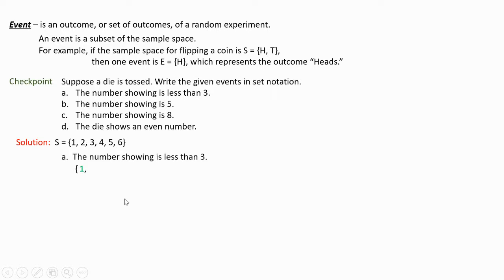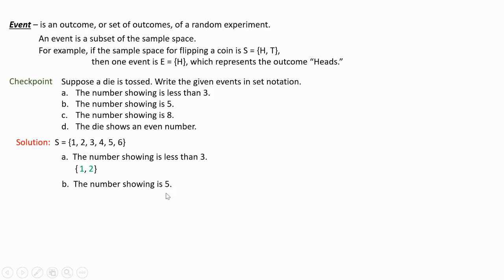So it can be a 1, right? It can be a 2. Can it be 3? Because if it says the number showing is less than 3, it cannot be 3, because it's saying less than 3. So this is the event of tossing a die that's less than 3.